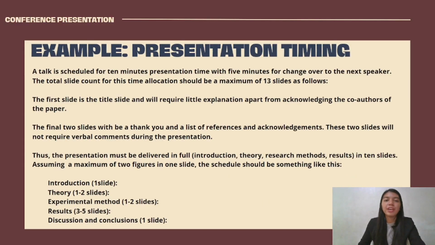So, we have here the example, presentation timing. So, a talk is scheduled for 10 minutes presentation time with 5 minutes for change over to the next speaker. So, the total slide count for this time allocation should be a maximum of 13 slides as follows. The first slide is the title slide and will require little explanation apart from acknowledging the co-authors of the paper. So the final 2 slides will be a thank you and a list of references and acknowledgements. So these 2 slides will not require verbal comments during the presentation.